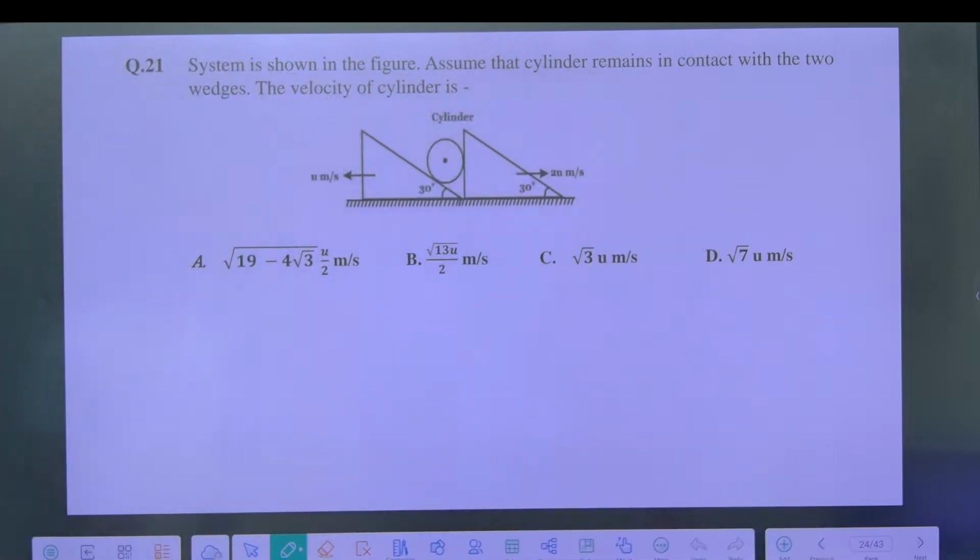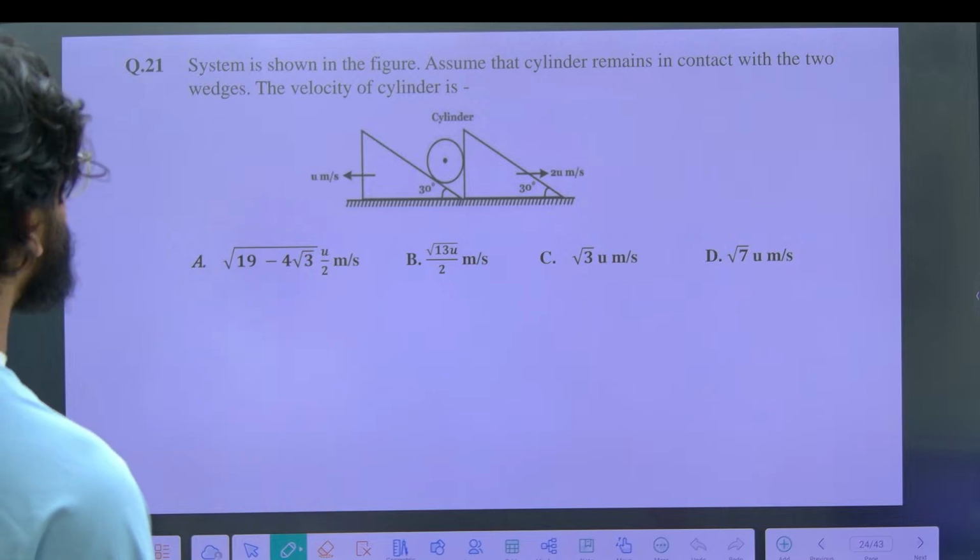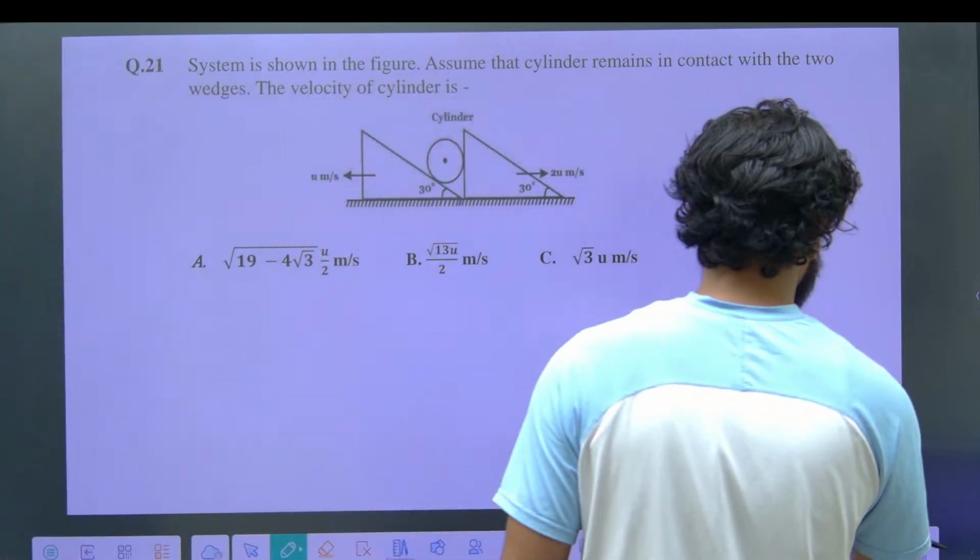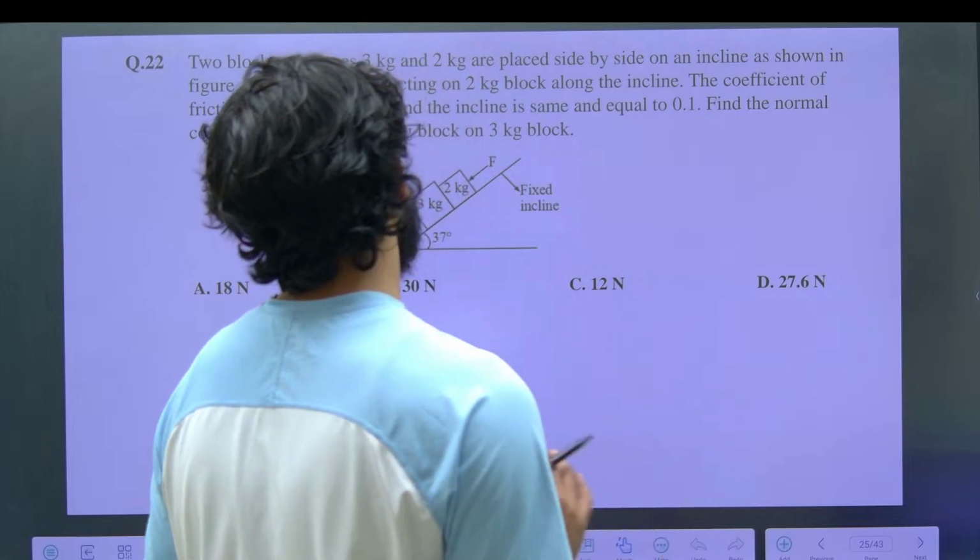Okay, this is related to constraint. So let's do it after we understand constraint motion.